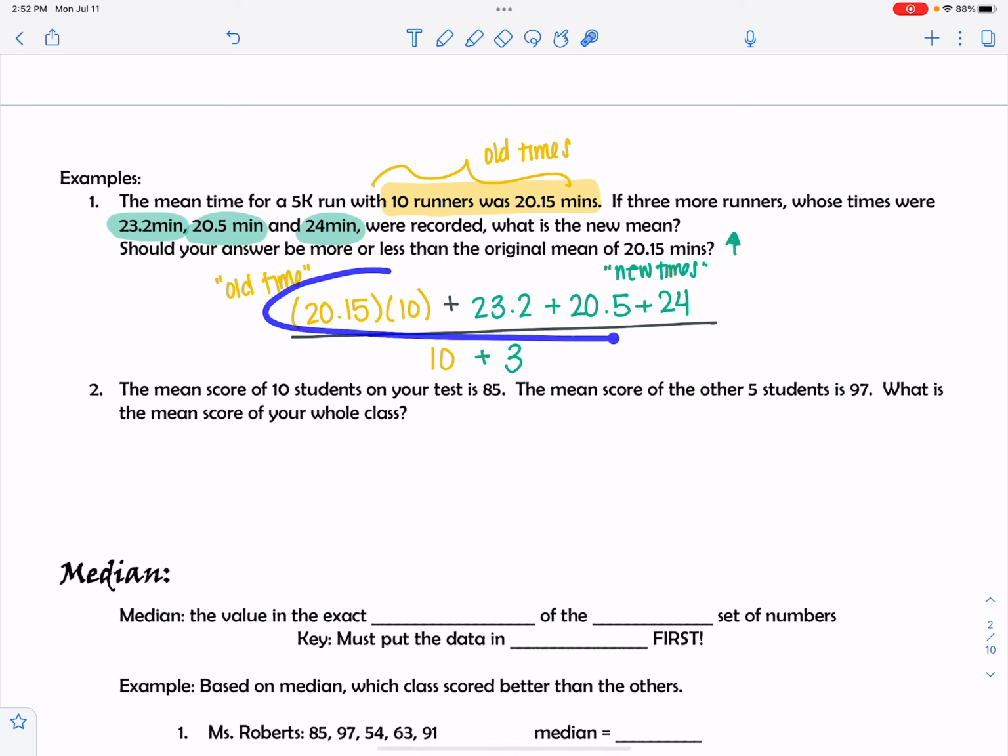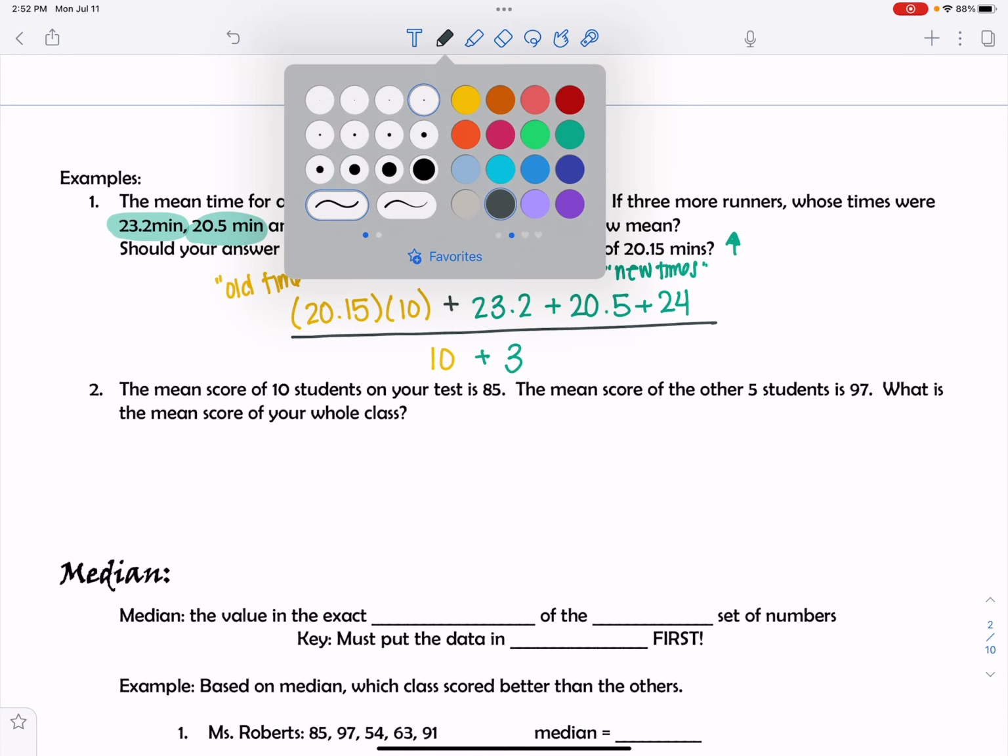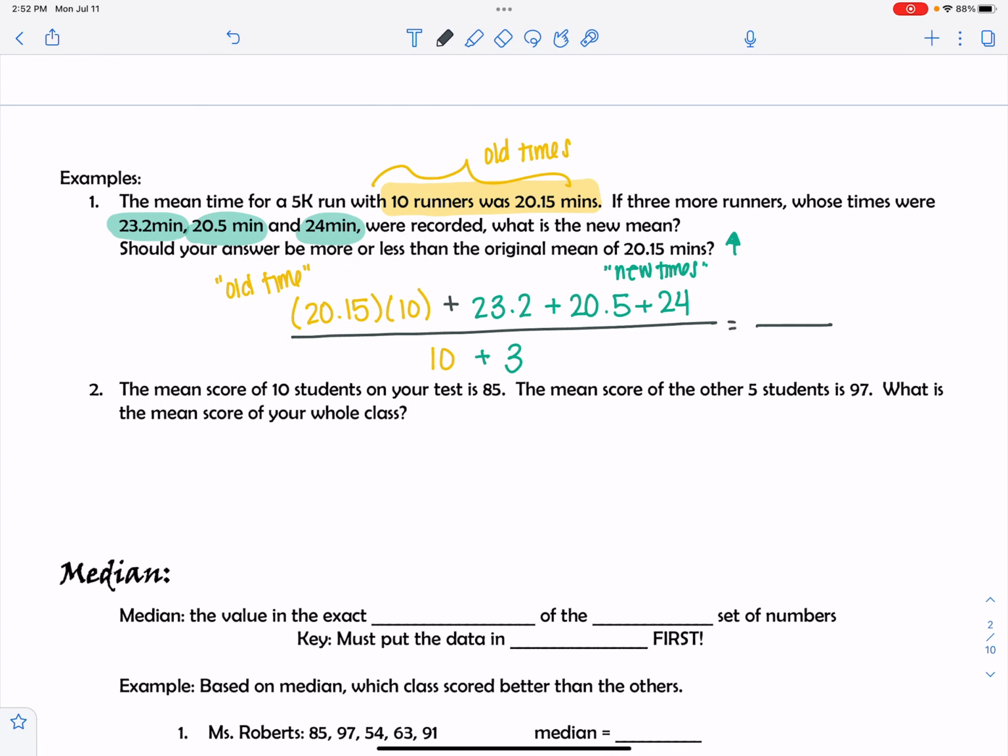All right, I need to do this numerator first, so I'm going to multiply 20.15 times 10, and then add those other 3 times. When you do that, you get a new numerator of 269.2. And then 10 plus 3 gives me 13. When you divide those, we get a new average of 20.7 minutes, which is what I expected. I expected that new average to go up a little bit because I added in some slower, higher times.